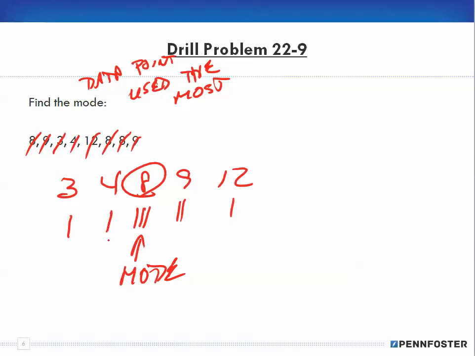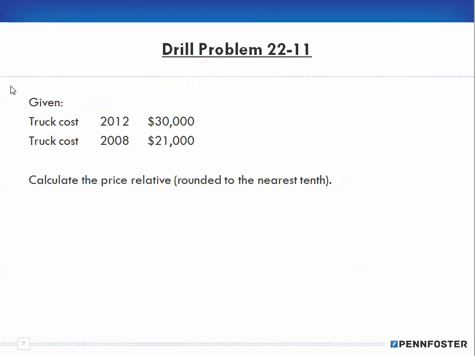Mode is important, but you don't use it all of the time. You have more of a tendency to use the mean all of the time, or the median, and then the mode is obviously the third most used. All right, 11.